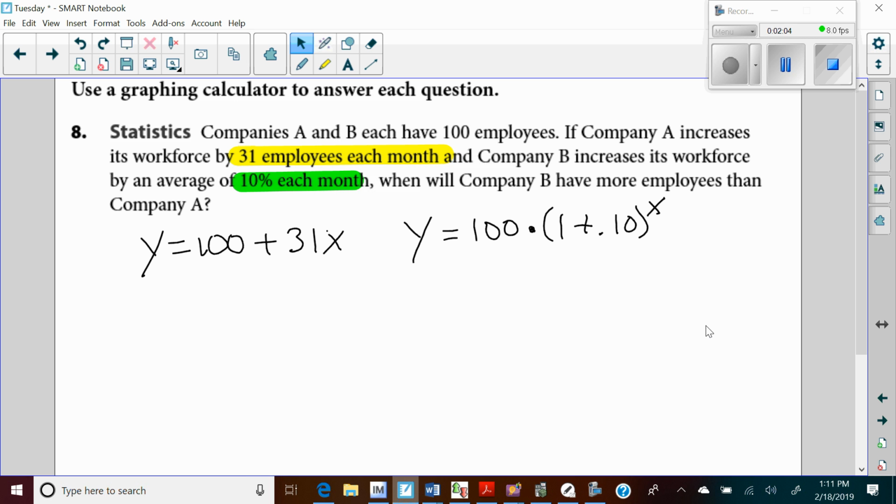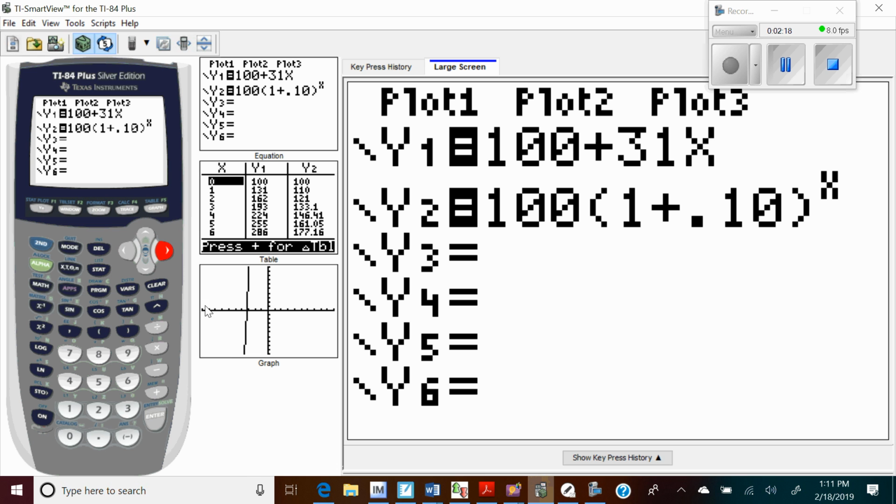Okay, so now we've taken the word problem, put it into a function, and the next thing we're going to do is type it into a calculator and compare it with a table. So I'm going to pull up a calculator here, and I've already got the functions typed in. So I have 100 plus 31x, and I have 100 times 1 plus 0.10. And you've got to remember when you get ready to put your exponent here that you want to hit the caret, which is this button here, and then you want to hit your x, which is over here. So you type both of those in.